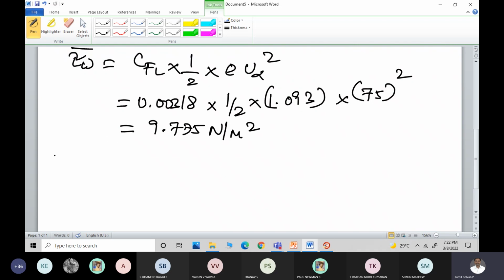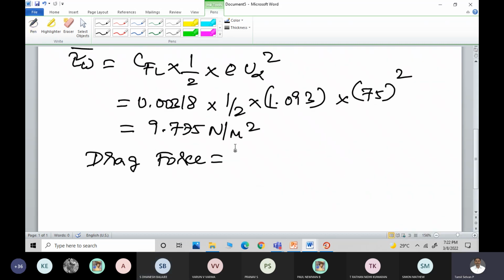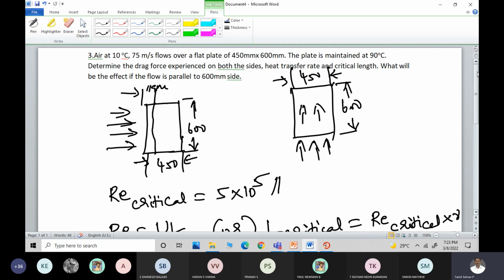See, I'm not looking into the textbook values. After solving only, I have to find out. Now, what is the drag force formula? I have given you in the last problem. Shear stress into area. Is it correct? Yes, sir. So shear stress into area. Area on one side. So 9.775 into area. What is the dimension of the plate? 600 mm by 450 mm. Am I correct, students? Yes, sir.